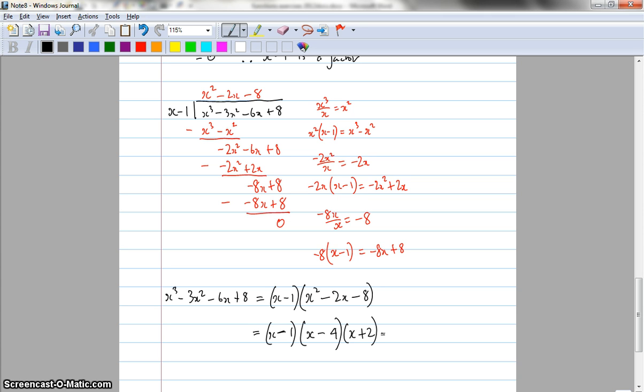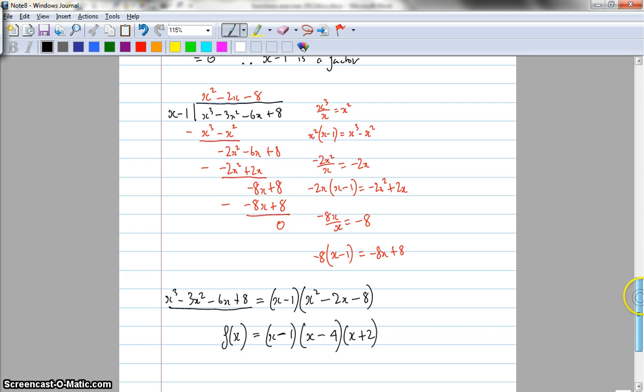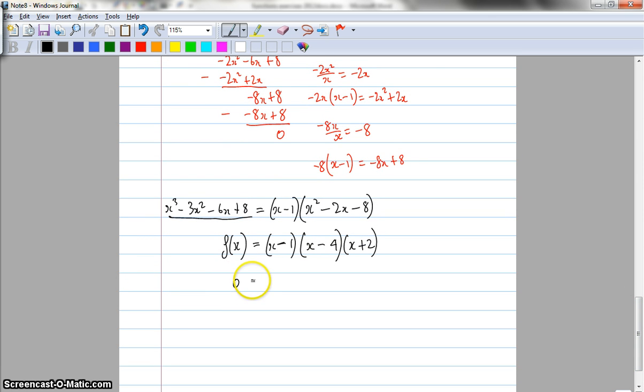Now, why was I doing all of this? Well, I was doing all of this because now I can write that f of x equals that instead of this one. It now equals that one. And now I can find my x-intercepts. I can say that 0 equals this, x minus 1, x minus 4, x plus 2, and now I can use the null factor law to find that x equals 1, x equals 4, and x equals negative 2.